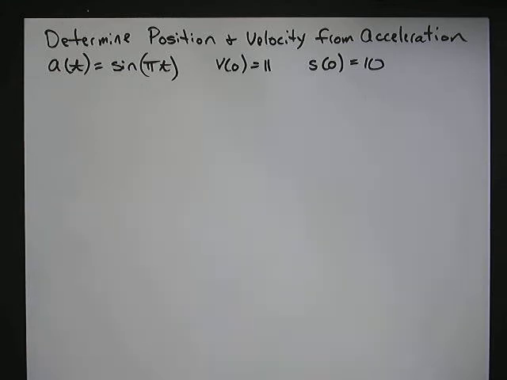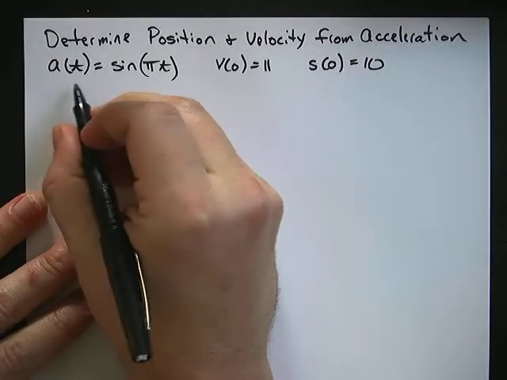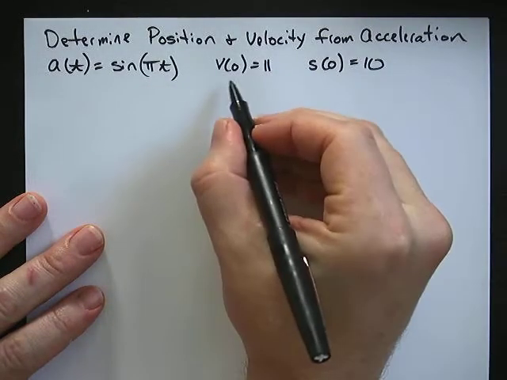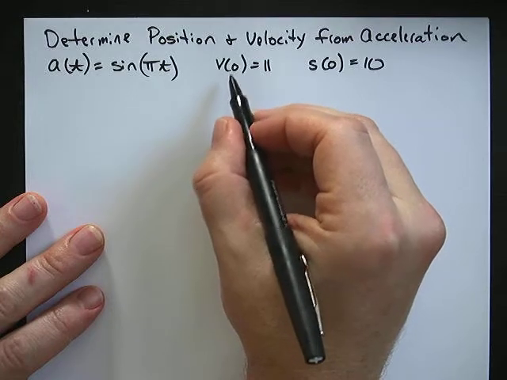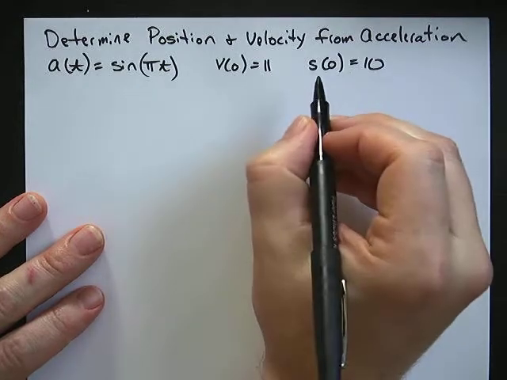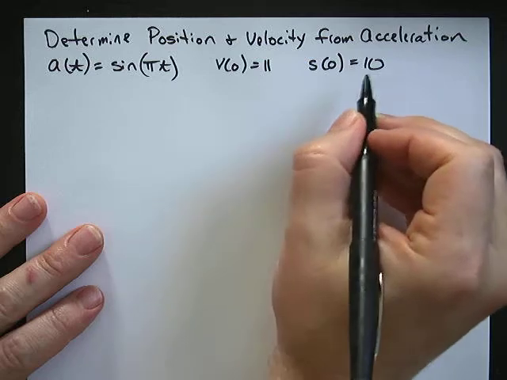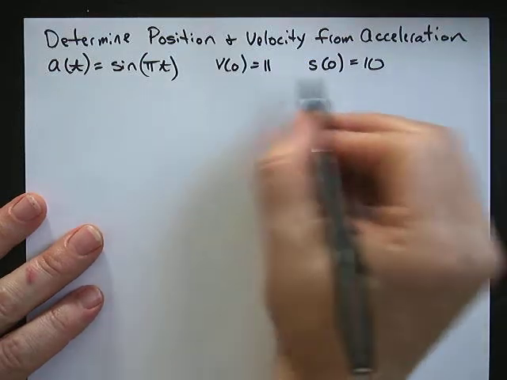Okay, in this problem we're asked to determine position and velocity from acceleration. We're given the acceleration function, a of t is equal to sine pi t. We're also given that when we plug in a 0 into our velocity function, we get an 11, and when we plug in a 0 into our position function, we get a 10. Okay, these will be useful later.